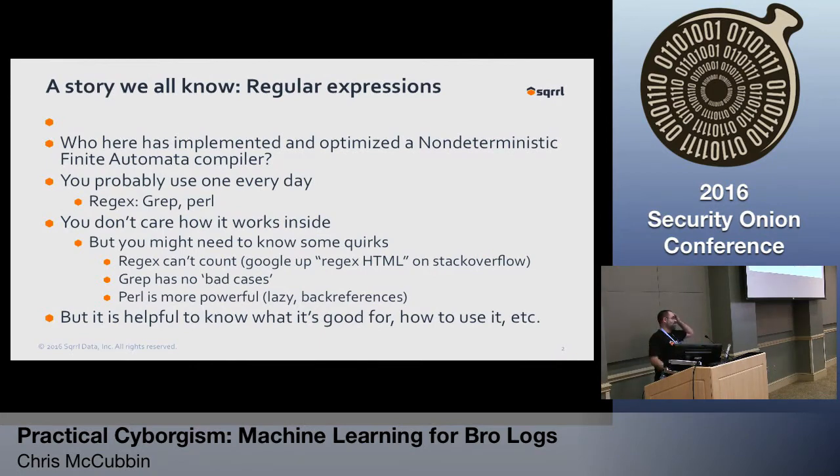Well, we don't care if it's an NFA inside. You care how it works, and you might need to know some of the quirks. Like we were just saying earlier today, regex can't count. If you've never seen the regex HTML page on Stack Overflow, I suggest you look at it. It's really funny. grep doesn't really have bad cases because of the way it's written, but Perl regex does, and you have to know that to know when it's a good time to use Perl, when it's a bad time, and which regexes are bad. It's helpful to know how to use these things, of course. What does it do? It searches strings. So we don't care how it's written, but it's built on some solid theory.